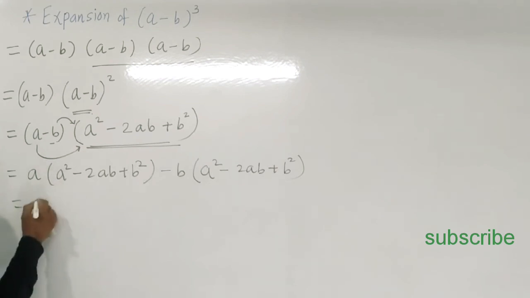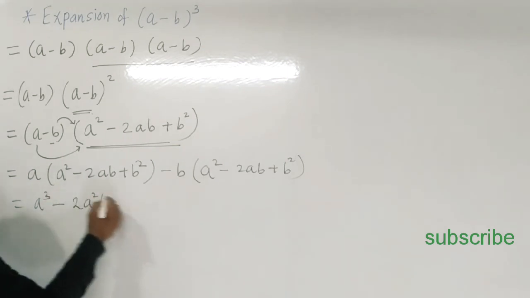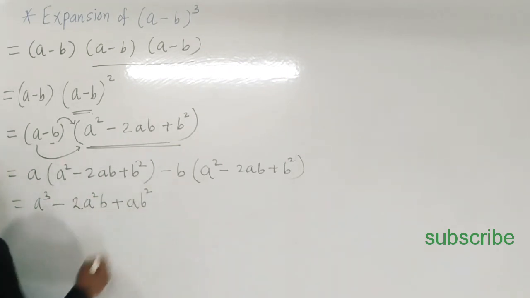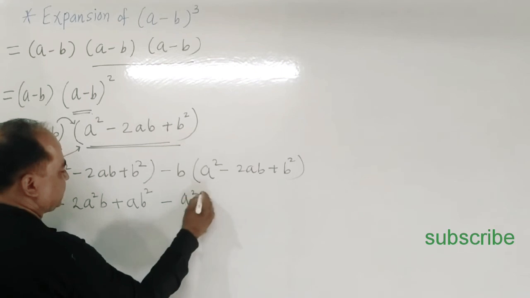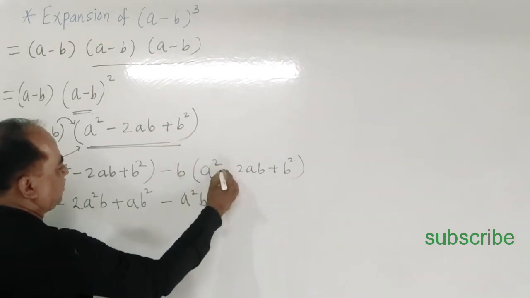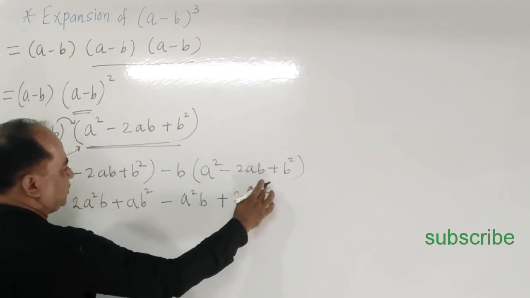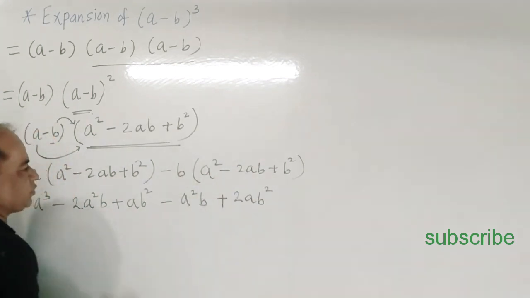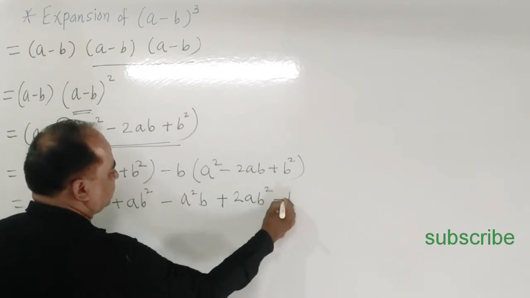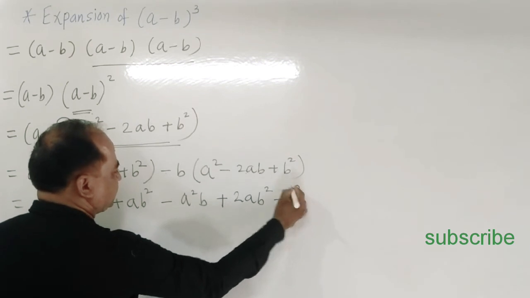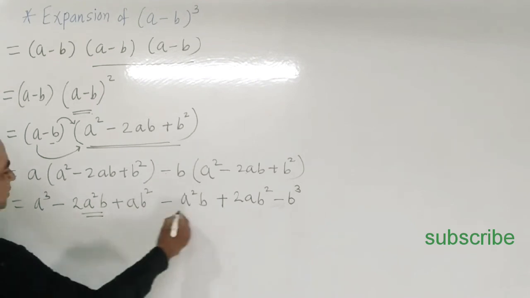Now we'll multiply a into a square, which is a cube, minus 2a square b plus ab square, minus b into a square is minus a square b, minus into minus plus 2ab square, b into b square, and minus b into plus b square is minus into plus will be minus, b into b square is b cube. Now whichever like terms are there, we'll bring them together.